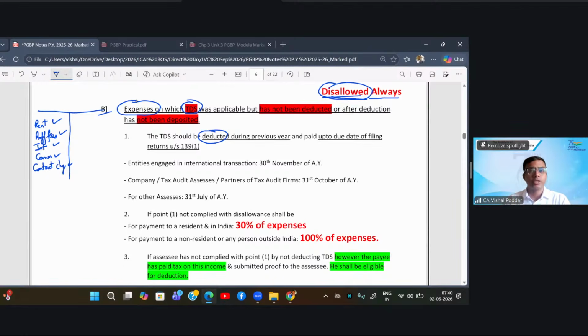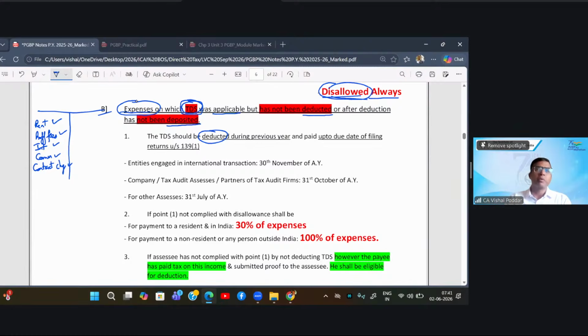So first check whether the TDS chapter is applicable to you. If the TDS chapter is applicable, it means the law requires you to deduct the tax at source whenever you make payment of your expenses. In such cases, you are required to do two things. First, while making payment, you have to deduct the tax from it. And second, you have to deposit the tax with the government. This is the responsibility put in the TDS chapter.